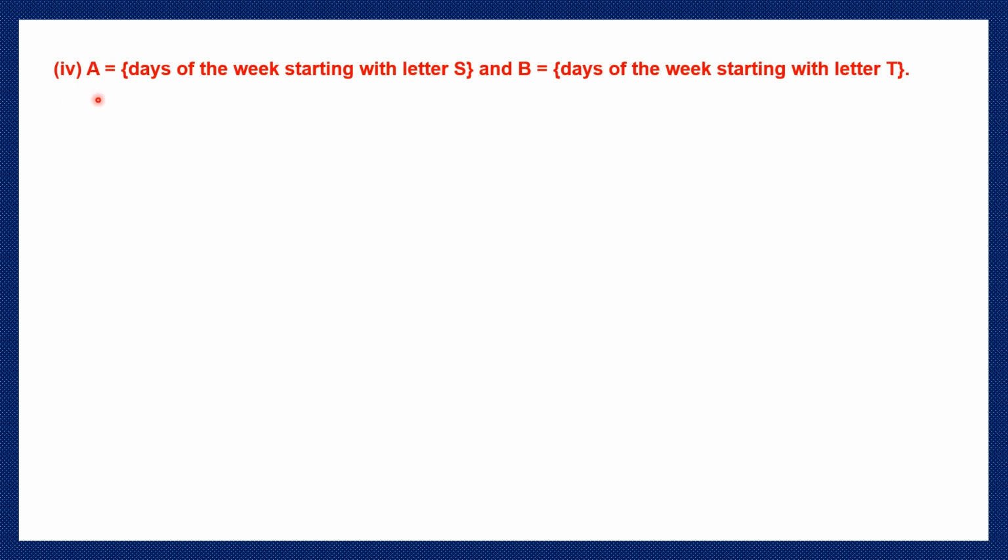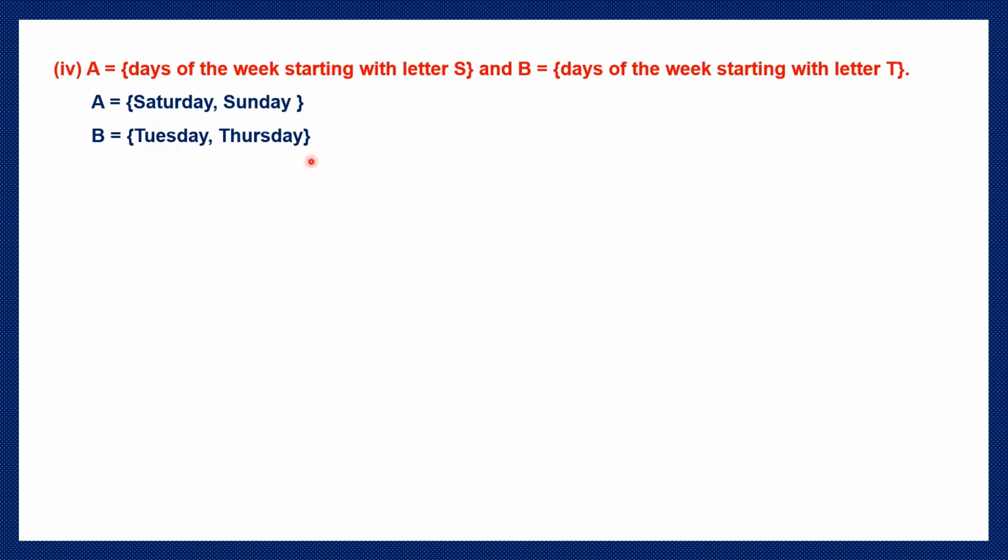Question 4. A is days of the week starting with the letter S. So let's write down the days of the week starting with the letter S are Saturday and Sunday. So there are two elements here and both start with the letter S. Now set B is days of the week starting with the letter T. So that is Tuesday and Thursday. So as you can see, the elements are completely different.